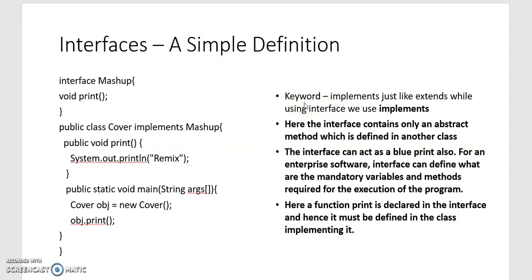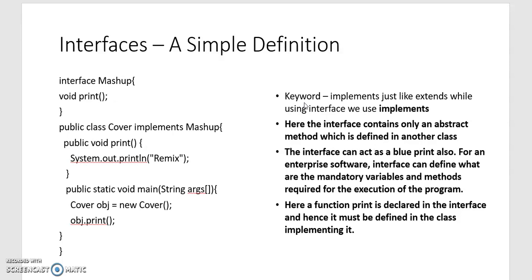Just like the keyword called extends, which was used for inheritance, when we use interfaces to relate it with a class, we use a keyword called implements. Now, this interface here contains only an abstract method which is defined in the other class. Now, what is this interface used for? One, we already spoke about its help in solving multiple inheritance, which we will see later. It also acts as a blueprint.